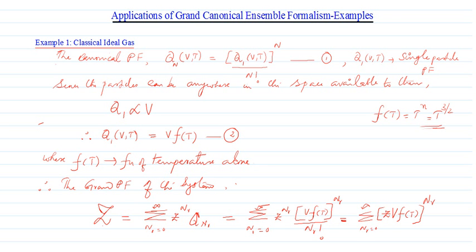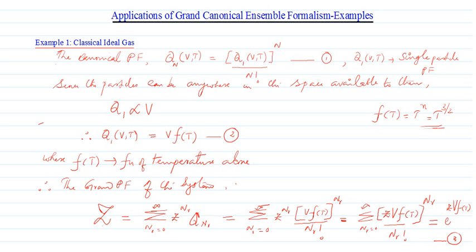divided by n_r factorial. Okay, so that becomes our equation. Now this one can again be simplified and written as an exponential function, that is e raised to z v f of t. Okay, so I'm calling that equation number 3, running number 3. So that is e raised to z v f of t.